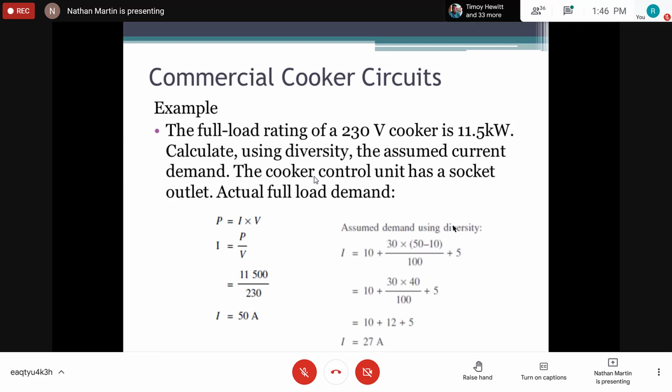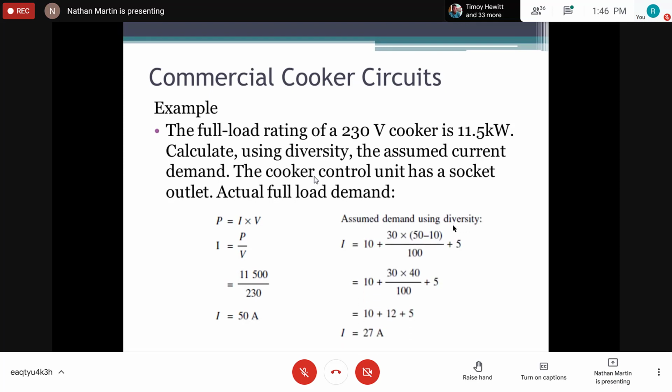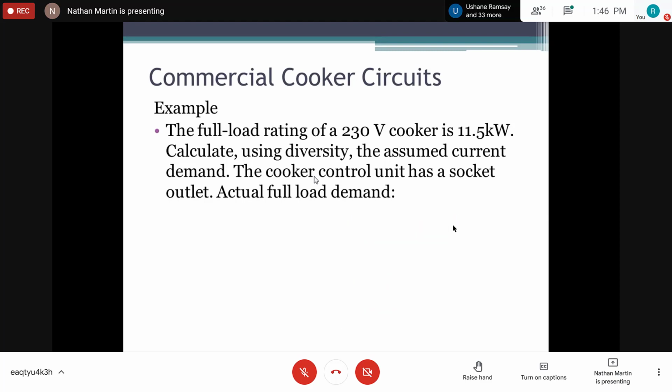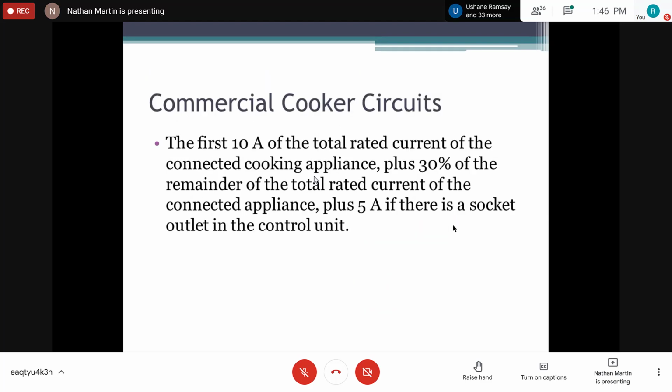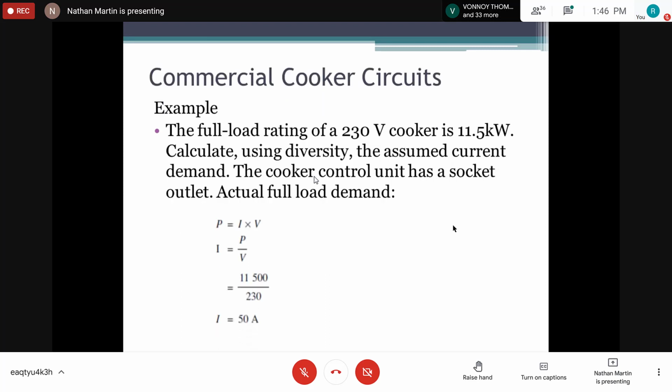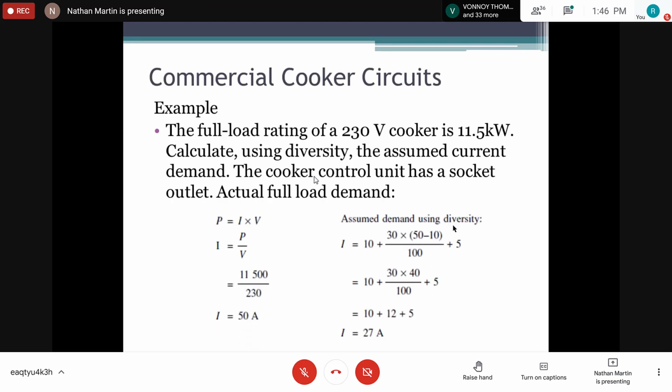So applying the diversity factor, remember we say the diversity factor is 30%, right? And so we find 30%, we subtract off the remainder. So we add 10%. That is why we have 10 amp here. So we have 10 amp plus 30% of the remainder. So this is finding 30% of 40 amp, right? And then add 5 more amps, right? And the total of that will be what we use to select our cable size, right?